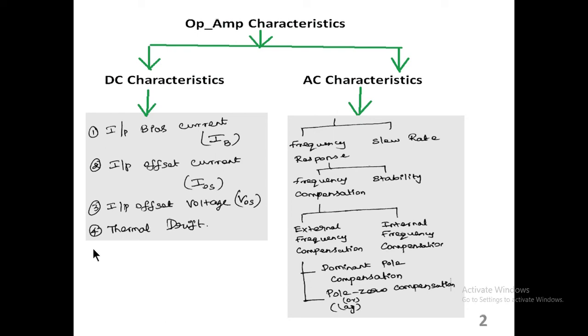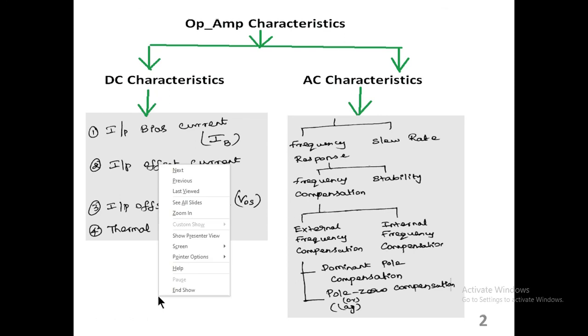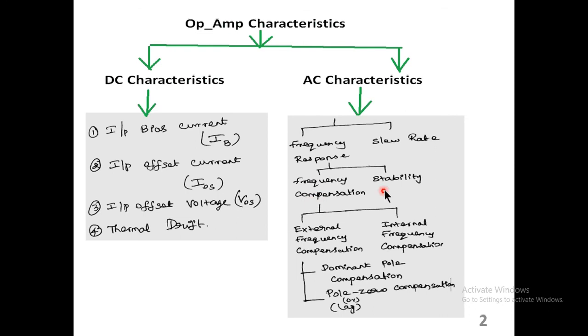Under AC characteristics, two main characteristics: first one is frequency response, second one is slew rate. Under frequency response, two more characteristics: frequency compensation and stability. Under frequency compensation, there are two characteristics. First one is external frequency compensation, second one is internal frequency compensation. Under external frequency compensation, two more characteristics are there. First one is dominant pole compensation, second one is pole zero compensation or lag compensation.